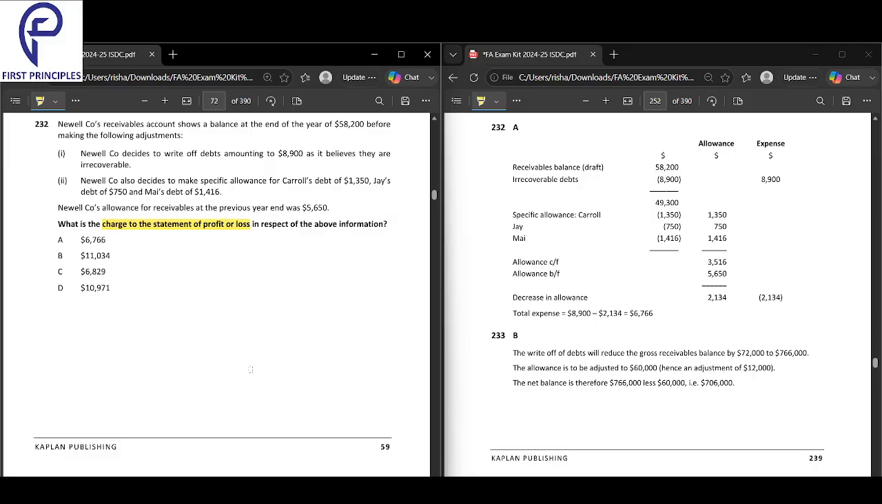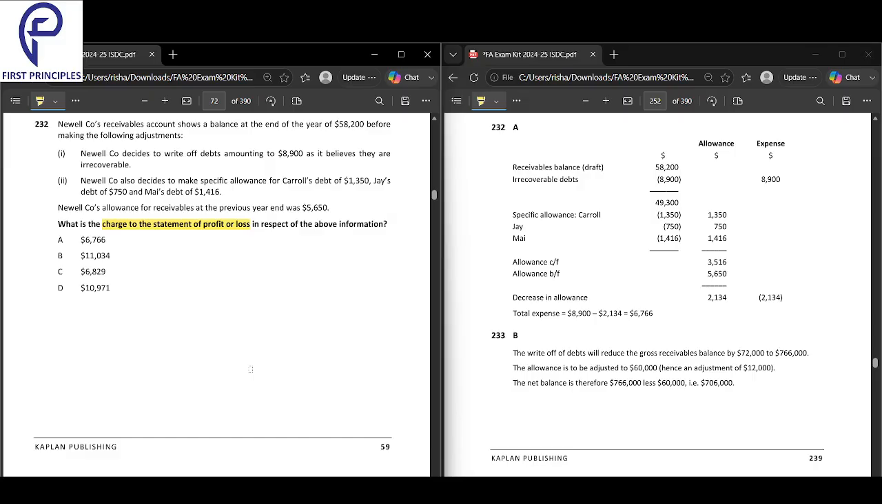Okay, we got the charge to P&L. The charge that goes to P&L. So that is what we have to calculate. What is the charge that goes to P&L? So what expense goes to P&L for receivables this year?